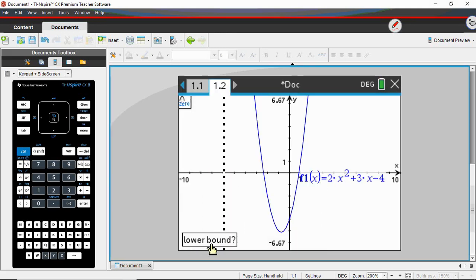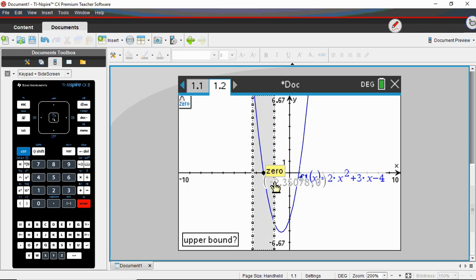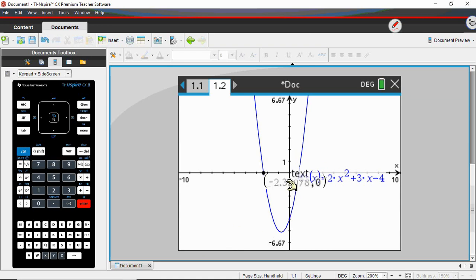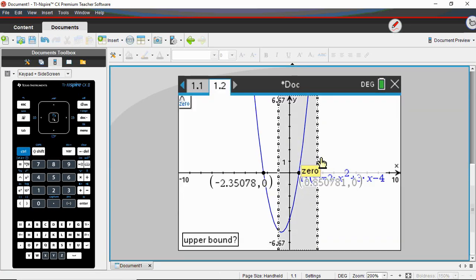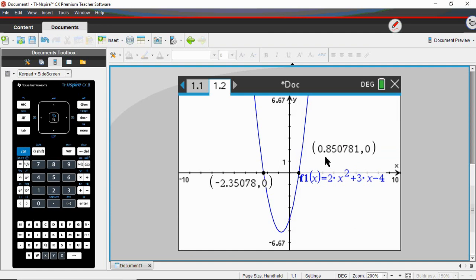It's asking for a lower bound, so I move the line somewhere to the left of a 0 and I press enter. It now is asking for an upper bound, so I move it to the right of a point, and I see immediately as soon as I pass that particular 0 that it gets me this answer, -2.35. I'm just going to grab that and move it over. And then I can do the exact same thing again to find the second answer. So we get the decimals that way as well.